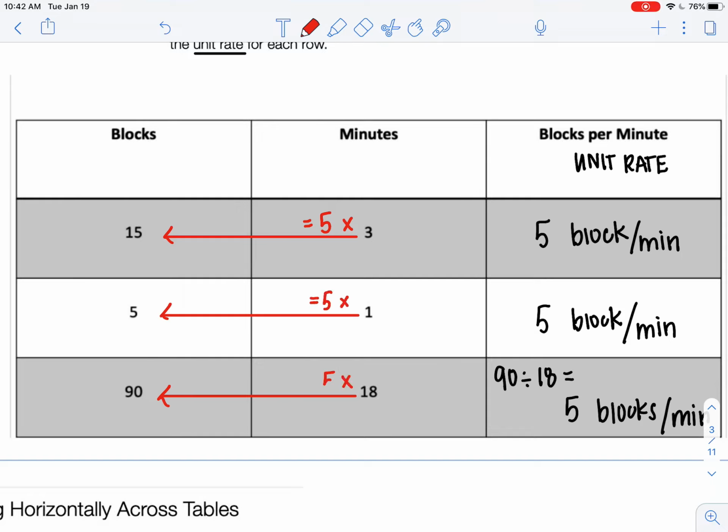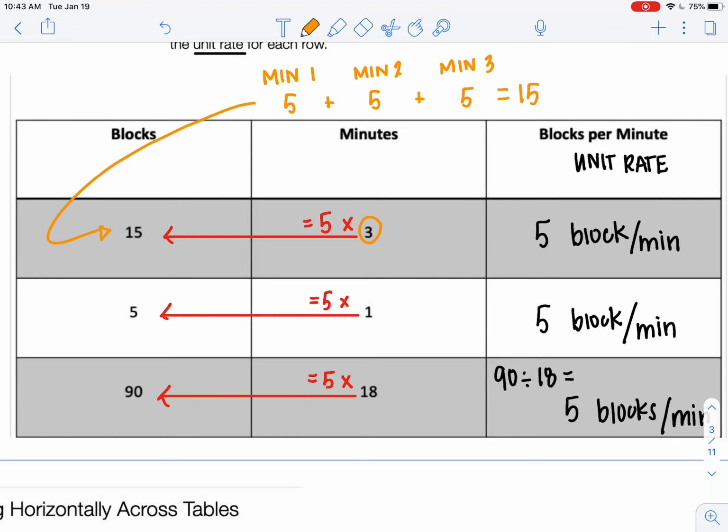For every equivalent ratio, you can always multiply the number of minutes times 5 to tell you how many blocks you travel. Now, that makes a whole lot of sense because if you're traveling for, let's say, 3 minutes, in minute 1 you would go 5 blocks, plus minute 2 you would go 5 blocks, plus minute 3 you would go 5 blocks. 5 blocks for each minute, which equals 15. And that's why 3 times 5 is 15. It makes a whole lot of sense.